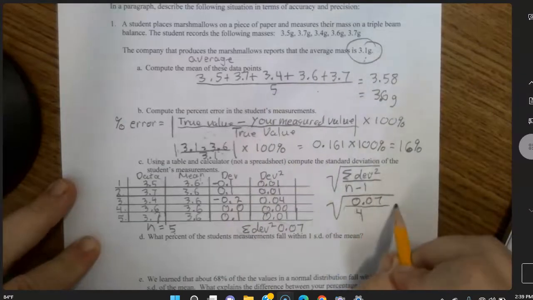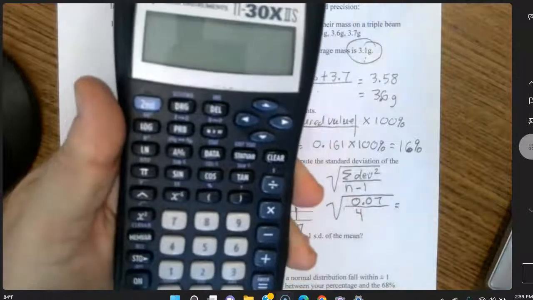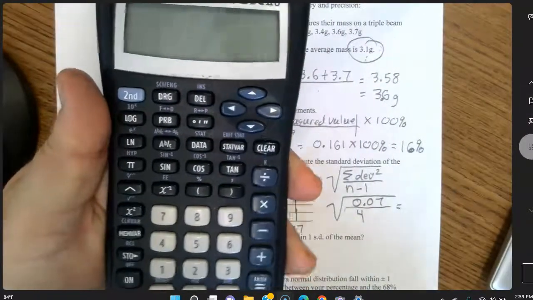and then you take the square root of that. So let me show you that on a calculator. Told you I would do that in class. Okay, so let me get this focused here. So first you need to get a square root.